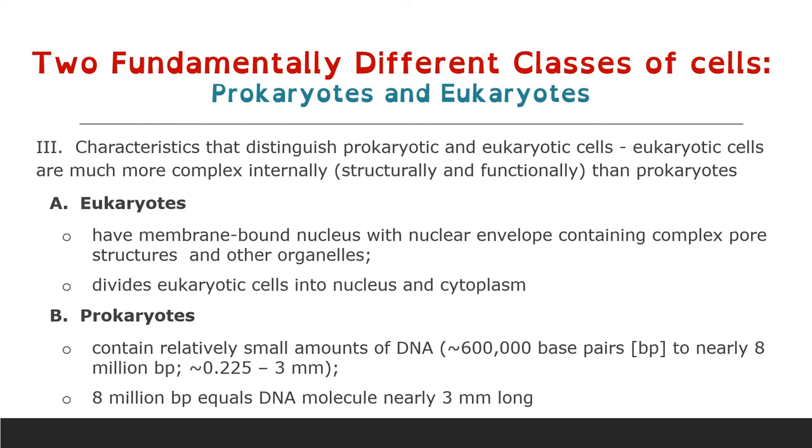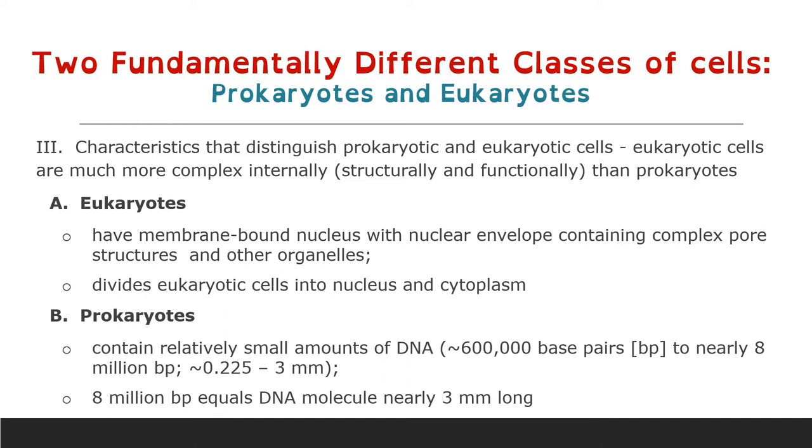So there are also characteristics that distinguish prokaryotic and eukaryotic cells. Hence, eukaryotic cells are much more complex internally, may it be structurally and functionally, than prokaryotes. So eukaryotes have a membrane-bound nucleus with a nuclear envelope containing complex pore structures and other organelles. It divides eukaryotic cells into the nucleus and the cytoplasm.